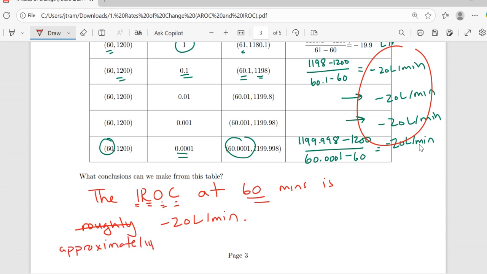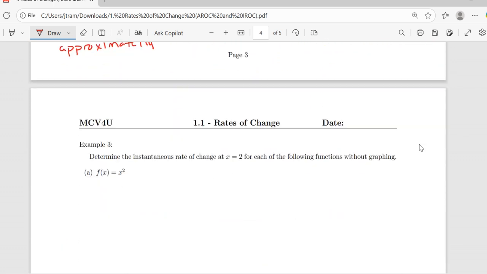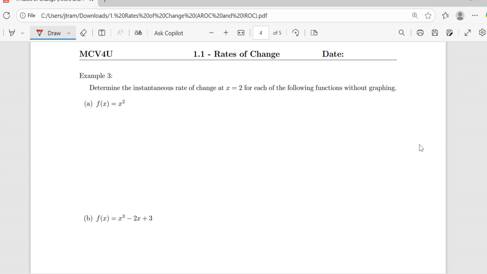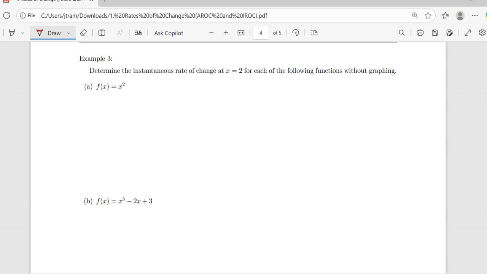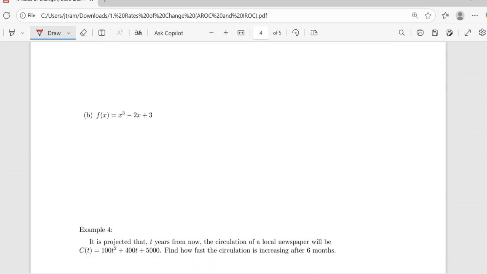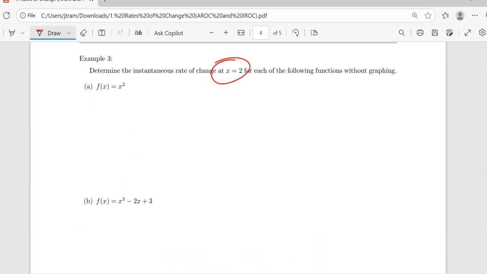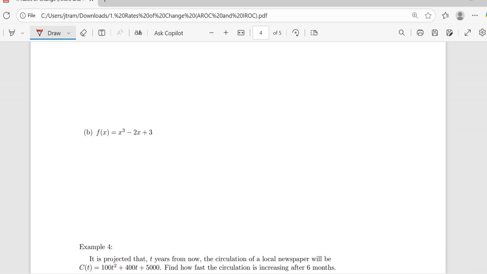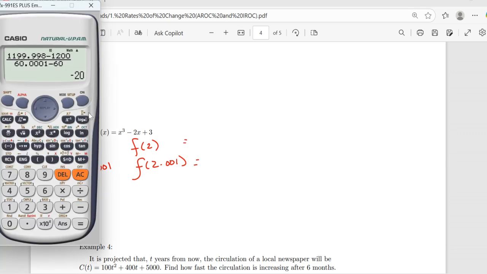In other words, finding the instantaneous rate of change is the same thing as finding the average rate of change. You're just choosing a very small interval. Now, determine the instantaneous rate of change at x equals 2 for the following without graphing. I'll do example B, and again, all these solutions will be posted. If we want to find the instantaneous rate of change at exactly x equals 2, I'm going to choose x equals 2 and x equals 2.001, and then f of 2 and f of 2.001, let's find out.